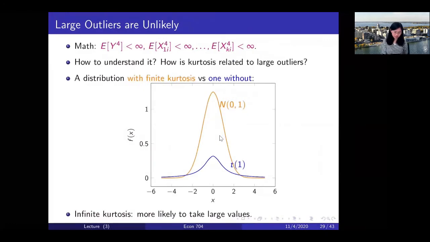Infinite kurtosis means the random variable following that distribution is more likely to take large values than the standard normal, than one with a finite kurtosis. And the large values that are really, really large, so large that it seems to be an outlier from the typical values, those values are considered to be the outlier.